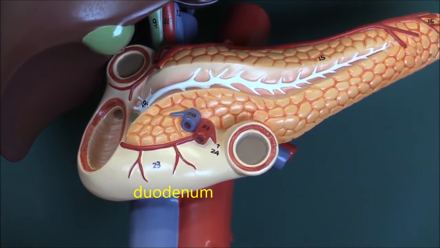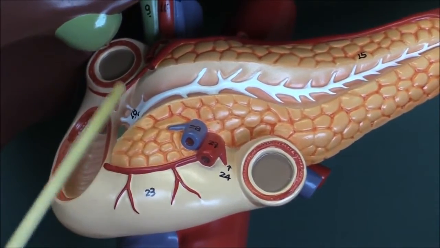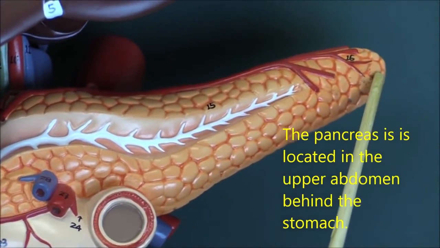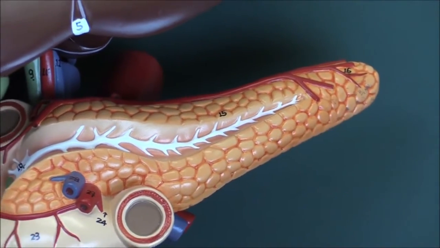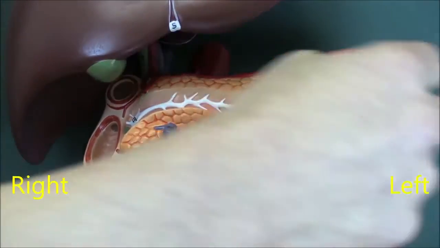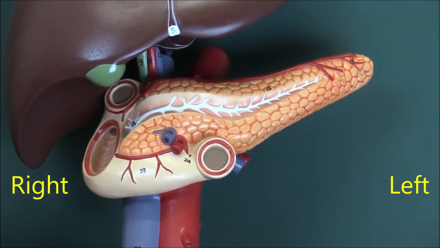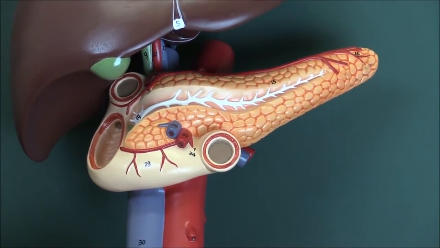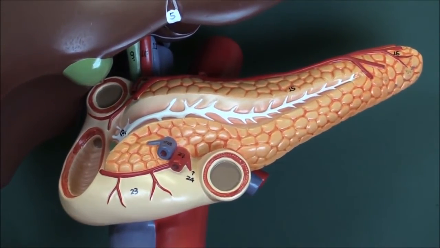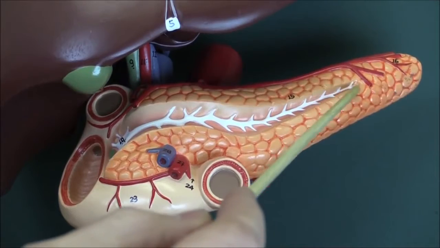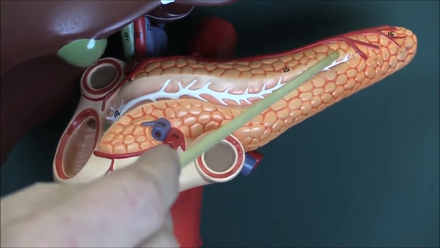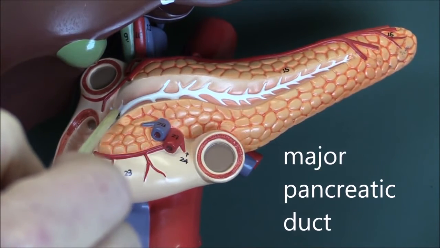And we notice that the pancreas is an organ with a head, a body and a tail. This is the right hand side here, and this is the left hand side here. So we notice that the head of the pancreas is towards the right and the tail points off towards the left. There's a long duct running through the length of the pancreas. This is the main pancreatic duct.